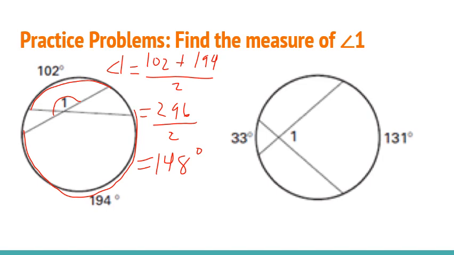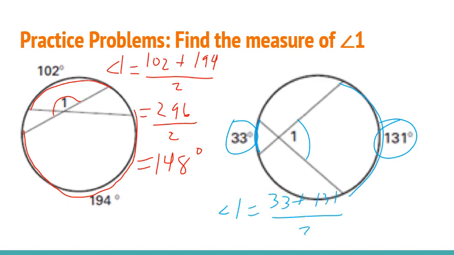All right, let's try the next one. Same idea. This angle here is going to be the average of these two arc measures. So this angle 1 is going to be 33 plus 131 divided by 2. So that's going to be 164 divided by 2, and 82 is going to be your answer there.